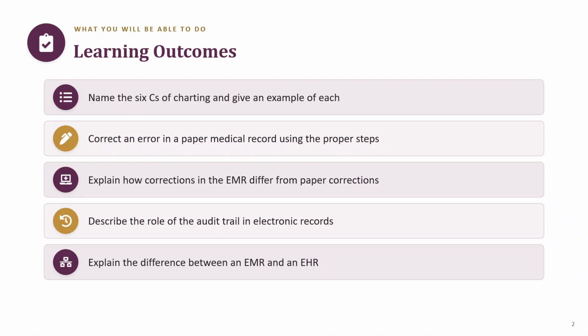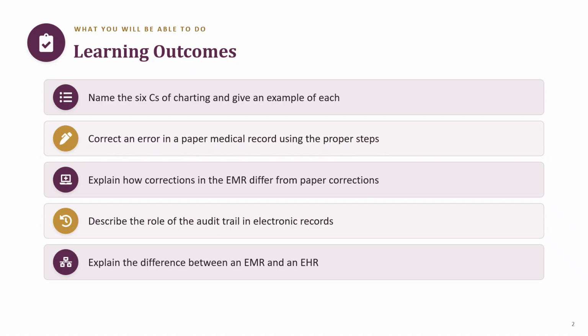By the end of this lecture, you should be able to do 5 things. First, name the 6 C's of charting and give an example of each, because knowing the name is not enough. You have to say it in your own words. Second, correct an error in a paper record using the proper steps, which are very specific.